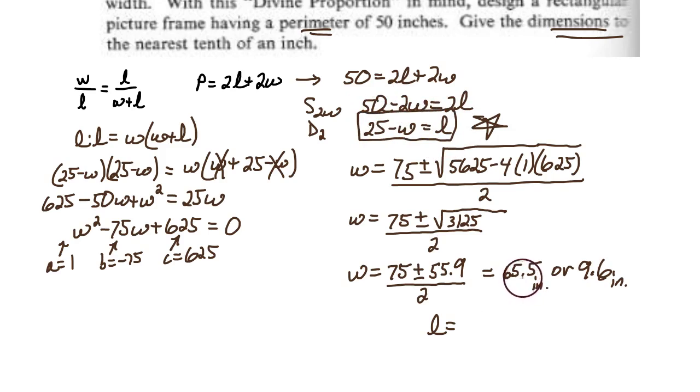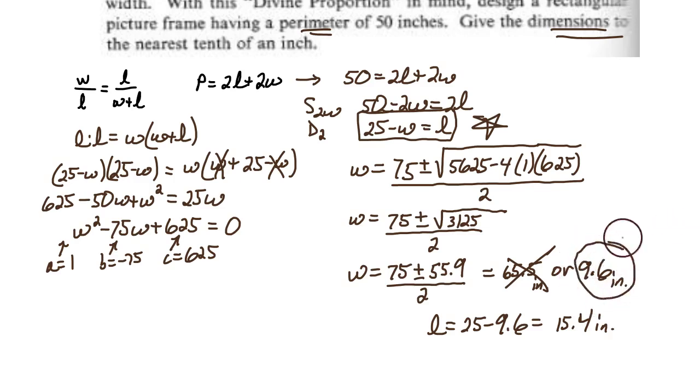Can the width be 65.5? Well, 25 minus 65.5 makes a negative number. The length of something cannot be a negative number. So we found out that that number is not possible. Let's cross that out. Now what if the width was 9.6? 25 minus 9.6 will turn out to be a length. And that's 15.4 inches. So now we know the dimensions of this rectangle. It's 9.6 inches wide and 15.4 inches long.